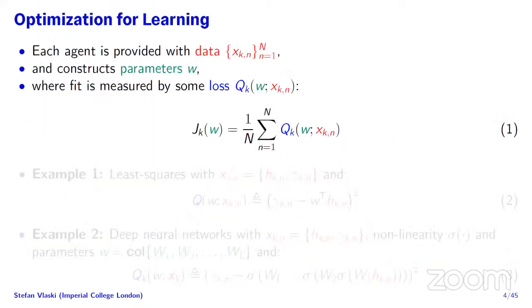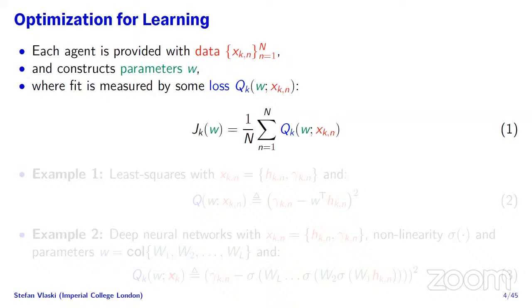Okay, so let's set up the problem. Our ultimate objective will be to learn, right? To build intelligent systems. And you can have different definitions of what it means to be intelligent or to learn. For the purposes of this talk, I will ask my agents to build models that relate data in some way that's going to then allow them to make predictions or drive their behavior and so on, okay?